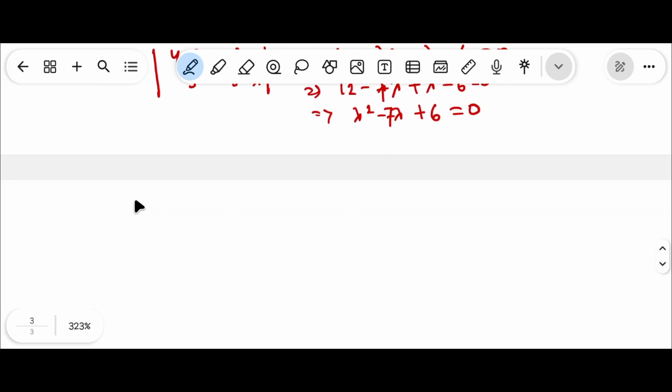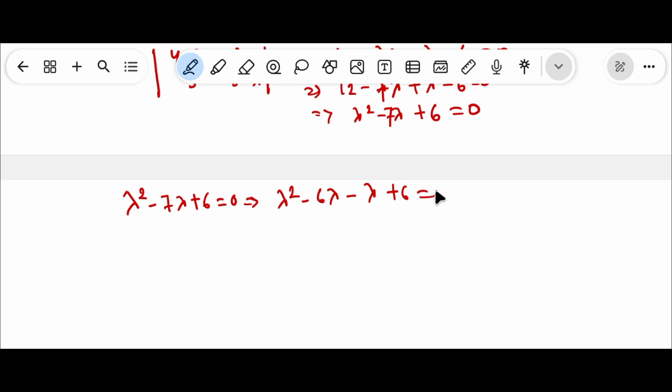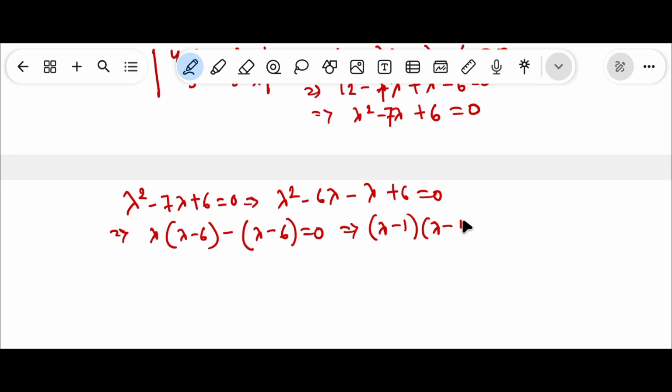Now see students, let us find eigenvalues from here. So lambda square minus 7 lambda plus 6 equals 0. If I split the middle term, lambda square minus 6 lambda minus lambda plus 6 equals 0, which gives lambda into lambda minus 6, if I take minus common, then it is lambda minus 6 equals 0, which gives lambda minus 1 into lambda minus 6 equals 0. That is lambda equals 1 and 6.